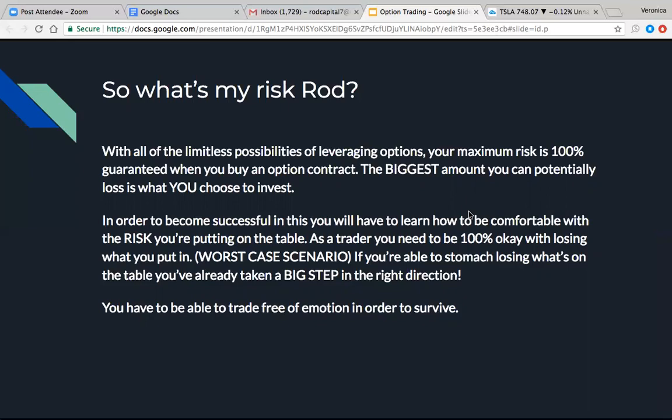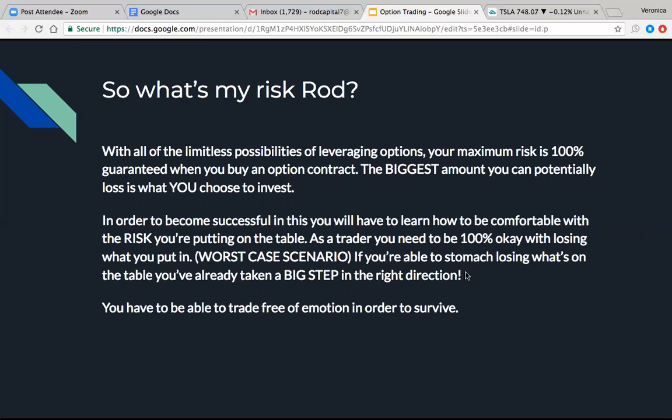In order to become successful in this, you will have to learn how to be comfortable with the risks you're putting on the table. As a trader, you will have to be 100% okay with losing what you put in, worst case scenario. If you're able to stomach losing what's on the table, you've actually taken a big step in the right direction. You have to be able to trade free of emotion in order to succeed, in order to survive.